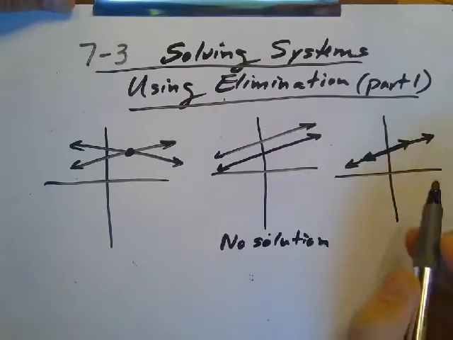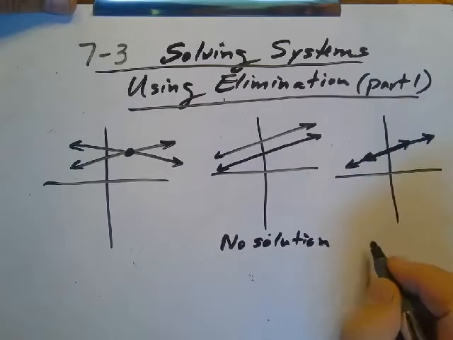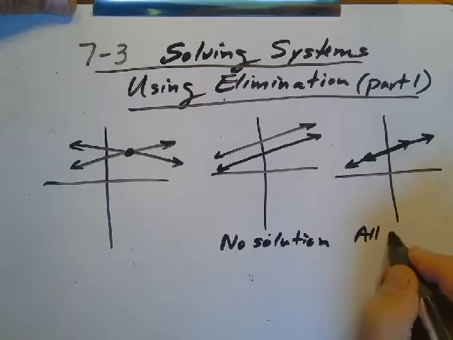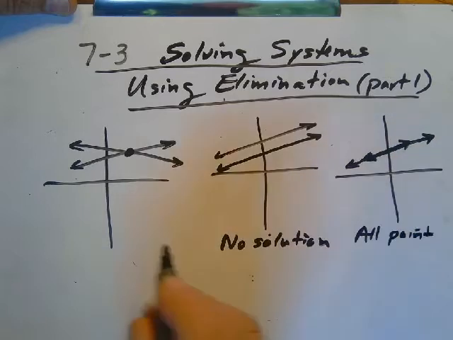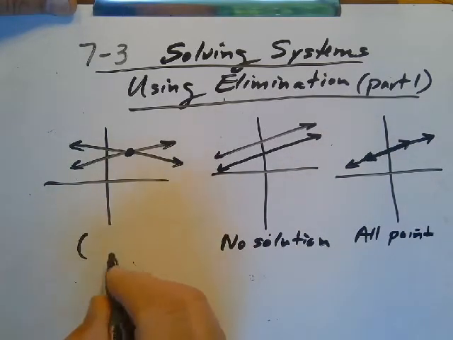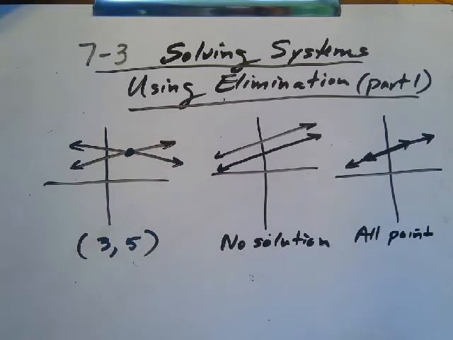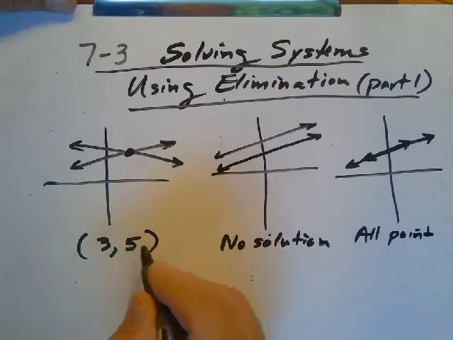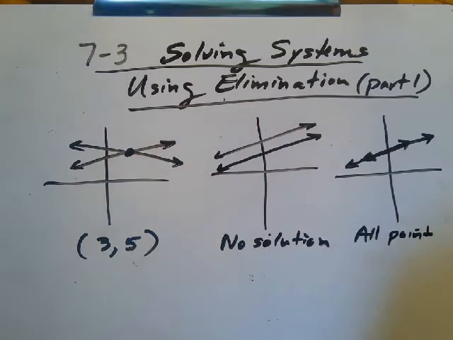If they intersect in all points, because they're the same line, we say all points. And if they intersect in one point, we write an ordered pair, like 3, 5, or something like that. We write an ordered pair. And so these are the three things that can happen.